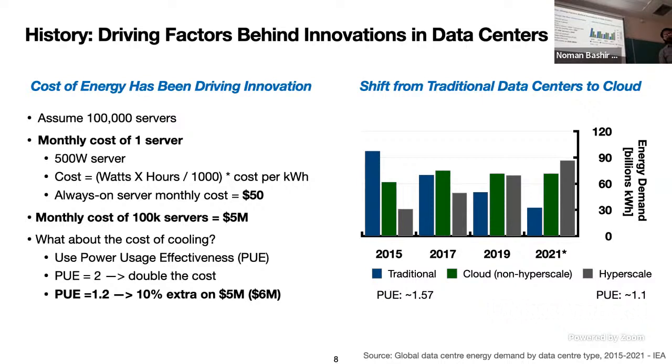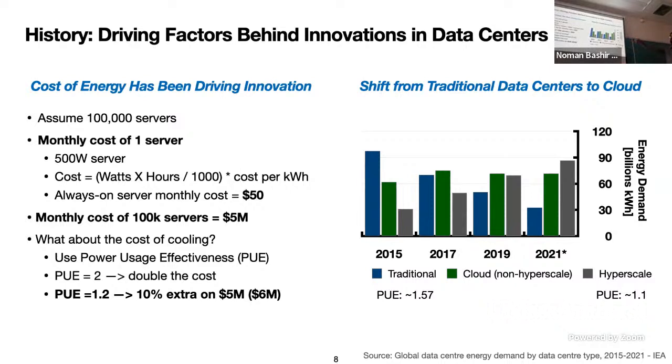So what drove that? If you look at the cost of energy for a typical data center, let's say you assume 100,000 servers, the monthly cost of one server comes out to be around $50, and 100K servers come out to be $5 million. Then there is the cost of cooling as well. This value PUE, power usage effectiveness, tells how much additional power on top of your computing power you consume to cool those things. A value of 2 means if you consume 100 units of energy to run servers, you consume another 100 to cool your data center.